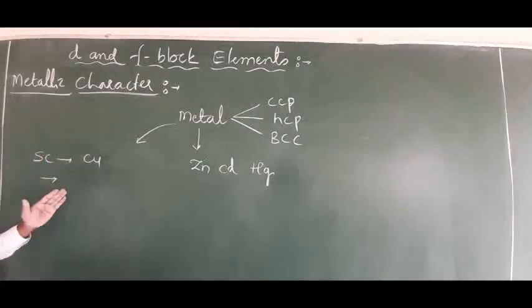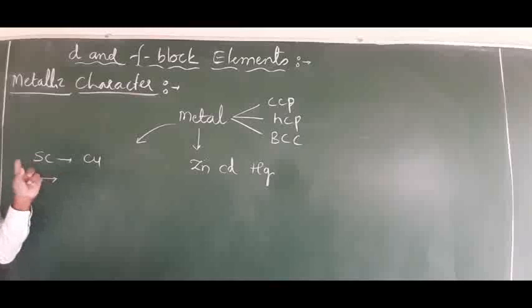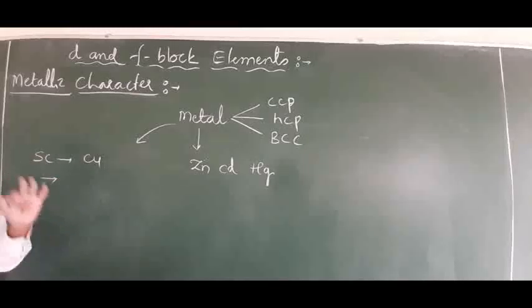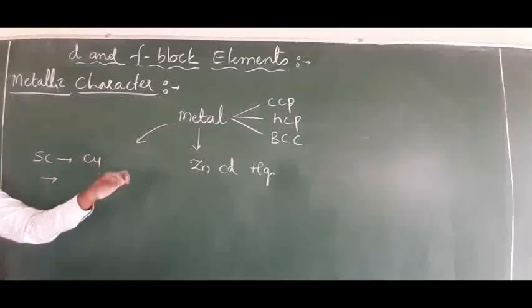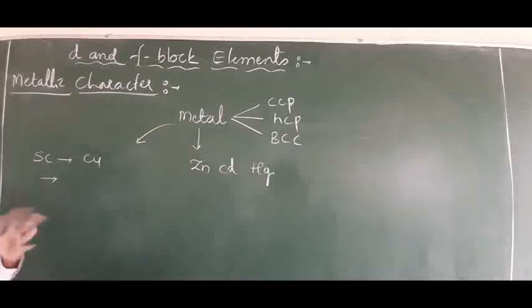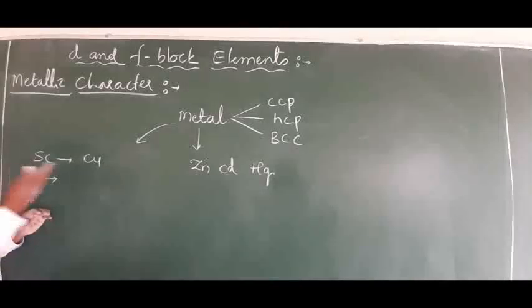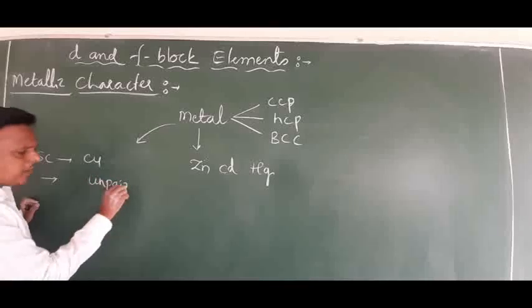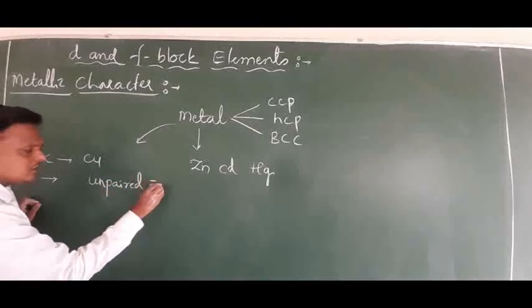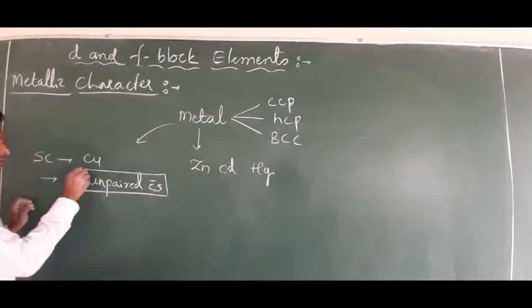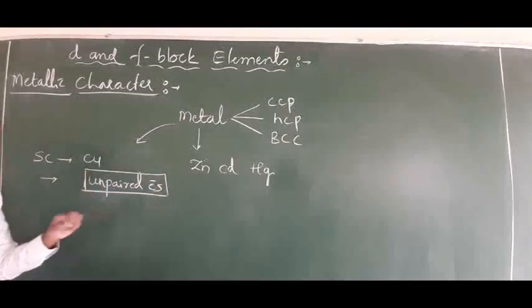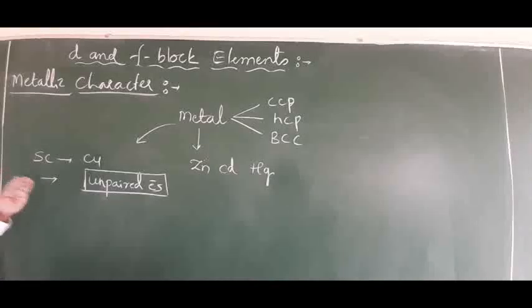And friends, keep in mind, these metals, scandium to copper, are very good thermal conductors as well as electrical conductors. Why they are thermal and electrical conductors, we will discuss later. All this is because of unpaired electrons. Due to these unpaired electrons, electron mobility takes place. That is called the electron sea model. Due to the electron mobility, they can act as very good metals.